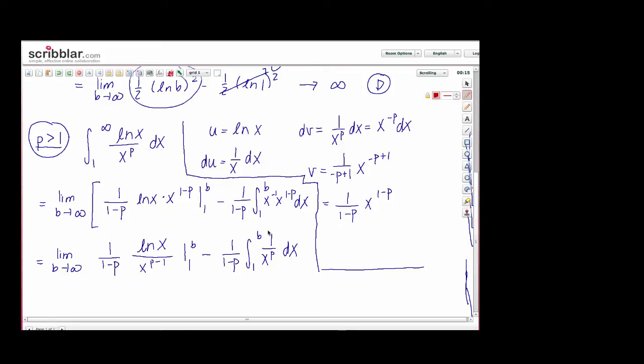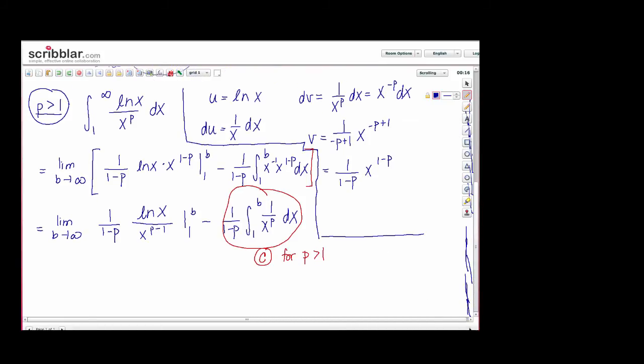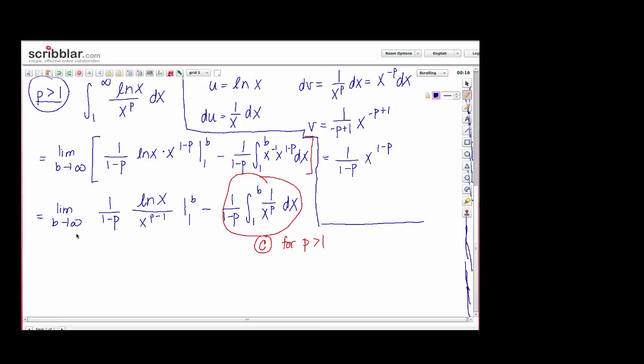We've already looked at this second integral. So we have a number in front, but that's not going to change convergence or divergence. So we know that this integral converges for p greater than 1. We already looked at that when we did the p-test, so we don't need to redo that problem. So now we just need to worry about what's going on with this first limit.